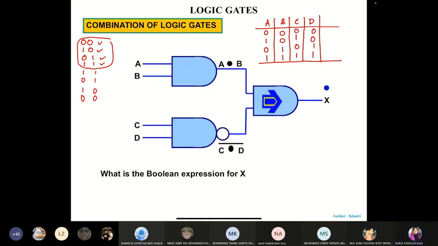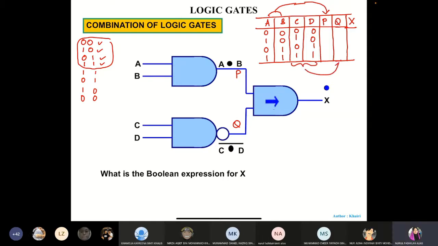Now, okay, now we want to get X. But before we go to X, kita ada intermediate. Kita ada intermediate legs tu kan kat sini. So katalah saya kata kat sini P, sebab sini output AB. P is output AB. And then I have Q. Q is the output for BD. Okay. So now let's look at P first.